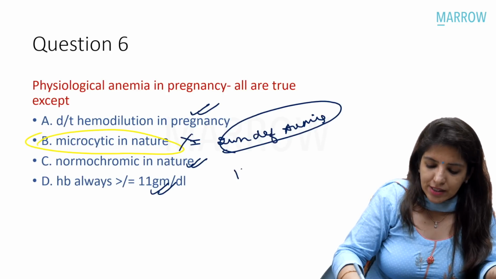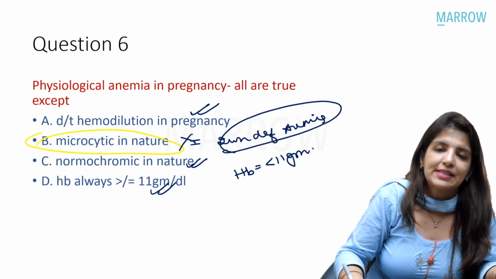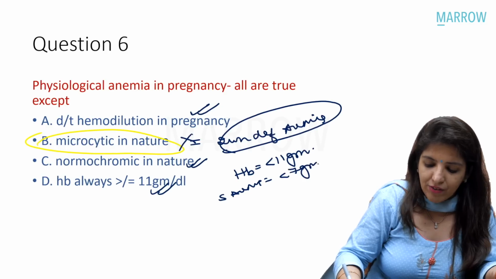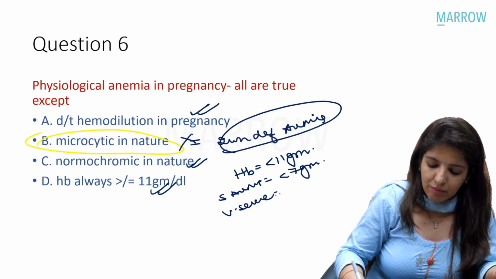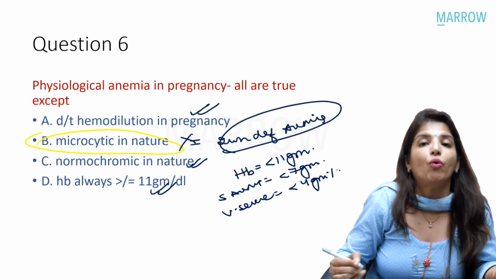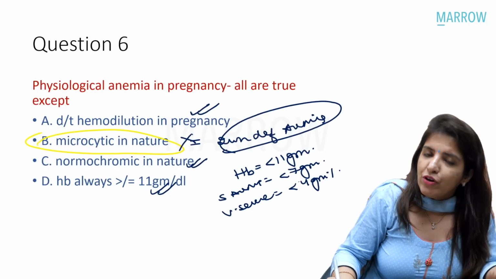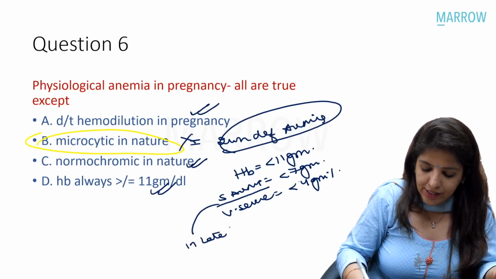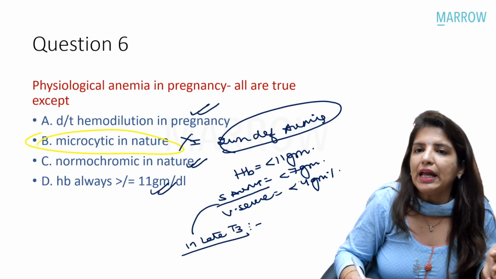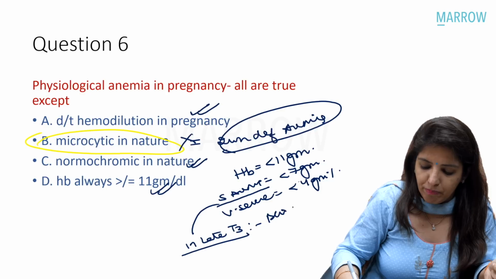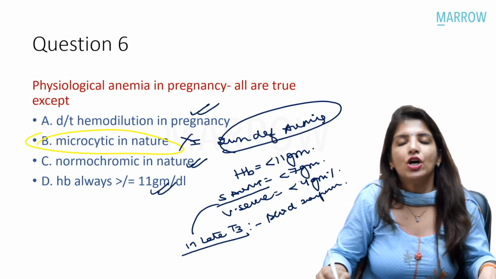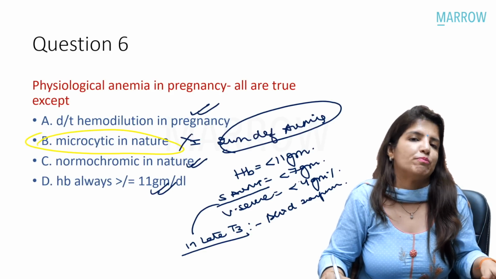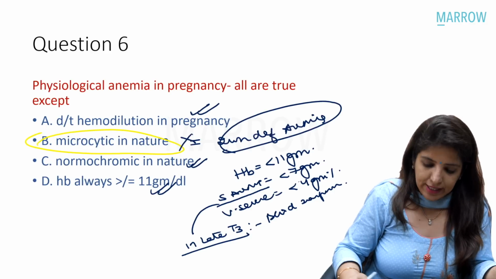What is anemia in pregnancy? Anemia in pregnancy means hemoglobin less than 11 gram%. Severe anemia means hemoglobin less than 7 gram%. And very severe anemia means hemoglobin less than 4 gram%. Whenever a female comes to you with severe anemia in the late third trimester, the only option you have is blood transfusion. So severe anemia patient coming to you in late third trimester, what is the management? Management is blood transfusion. Clear to all of you?